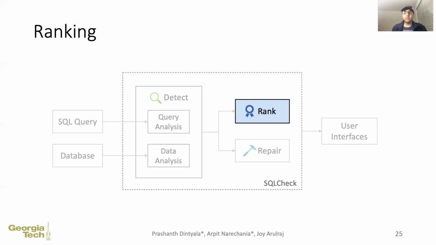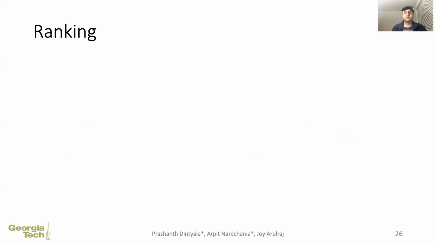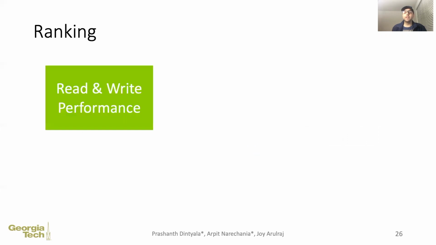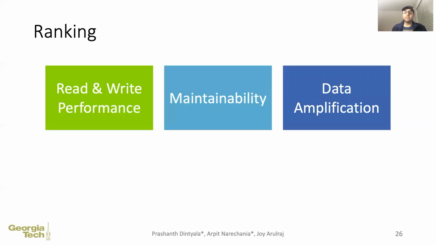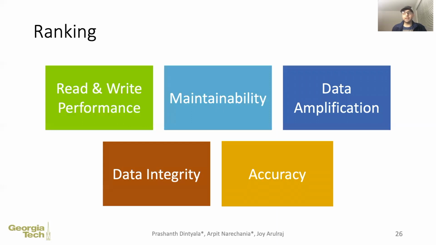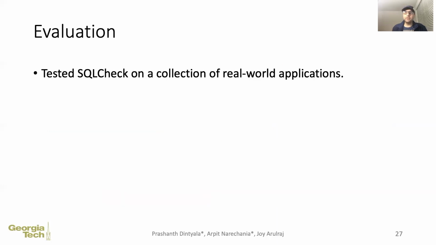It is possible for large applications to have many anti-patterns. This makes it cumbersome to go through each anti-pattern and fix them. To prioritize the developer's attention, SQL Check ranks the detected anti-patterns based on their impact. For each anti-pattern, SQL Check uses 6 metrics for computing this impact score: read and write performance, maintainability, data amplification, data integrity, and accuracy.